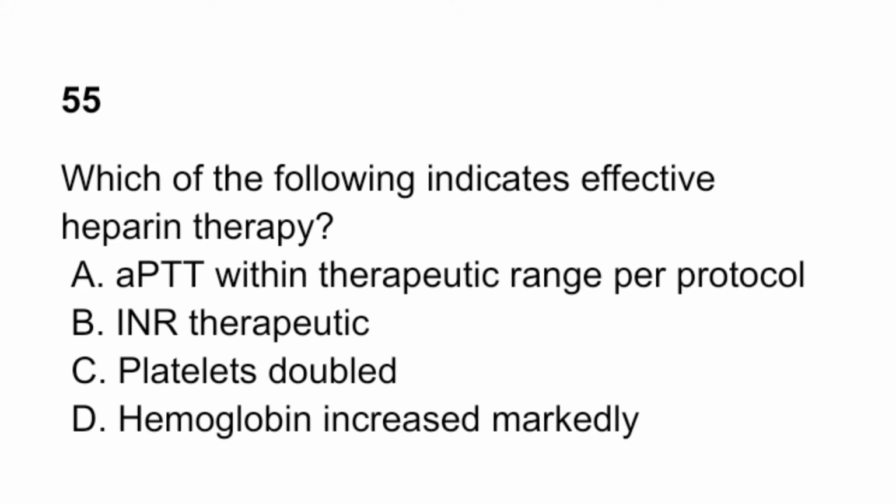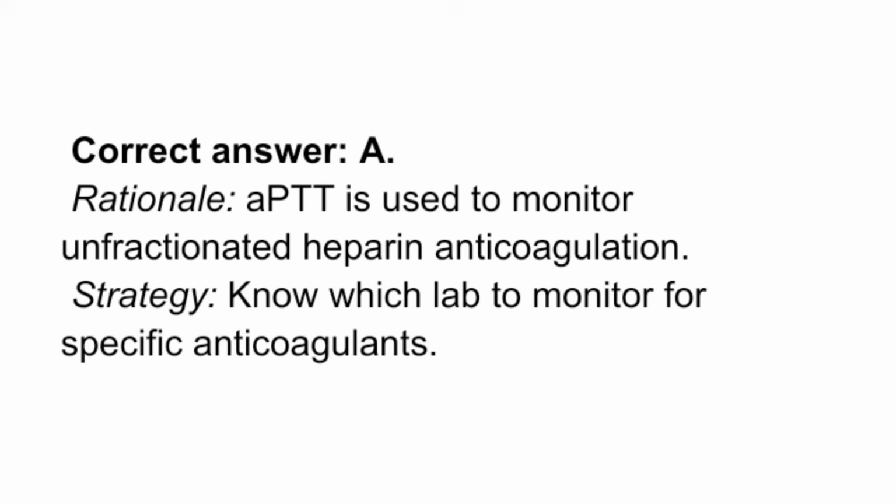55. Which of the following indicates effective heparin therapy? A. APTT within therapeutic range per protocol. B. INR therapeutic. C. Platelets doubled. D. Hemoglobin increased markedly. Correct answer, A. Rationale: APTT is used to monitor unfractionated heparin anticoagulation. Strategy: know which lab to monitor for specific anticoagulants.